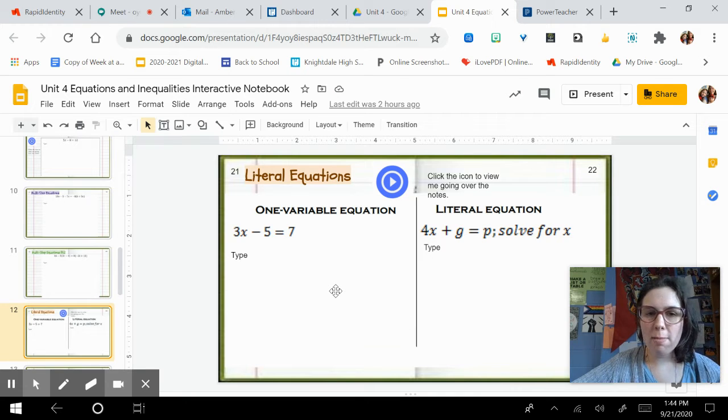Hey, welcome back to our Unit 4 Equations and Inequalities notebook. So today we're going to be talking about literal equations.